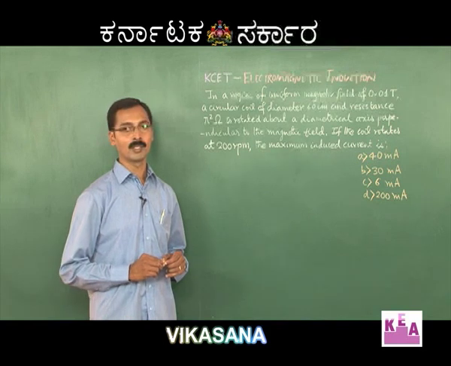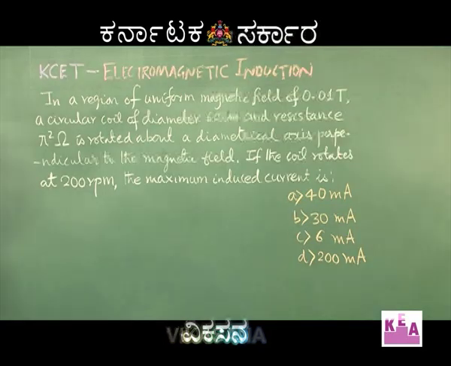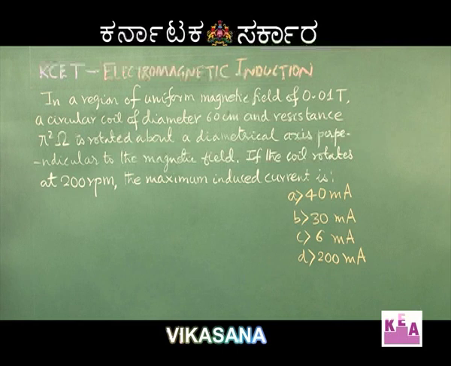Let us solve some questions on AC generator. In a region of uniform magnetic field of 0.01 Tesla, a circular coil of diameter 60 centimeter and resistance pi square ohm is rotated about a diametrical axis perpendicular to the magnetic field. If the coil rotates at 200 rpm, the maximum induced current is.